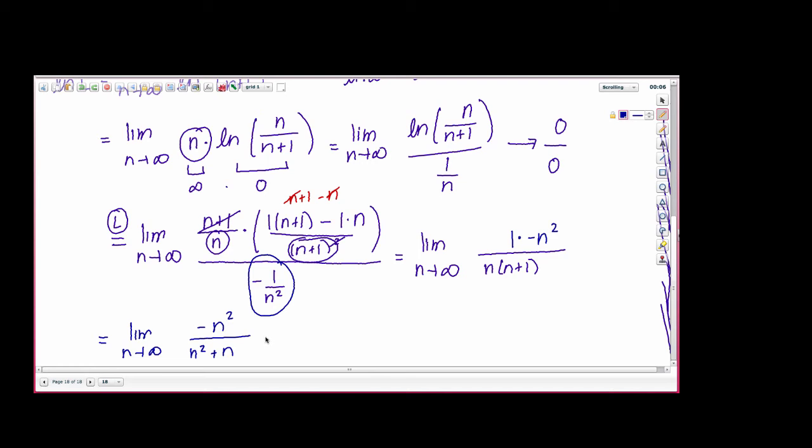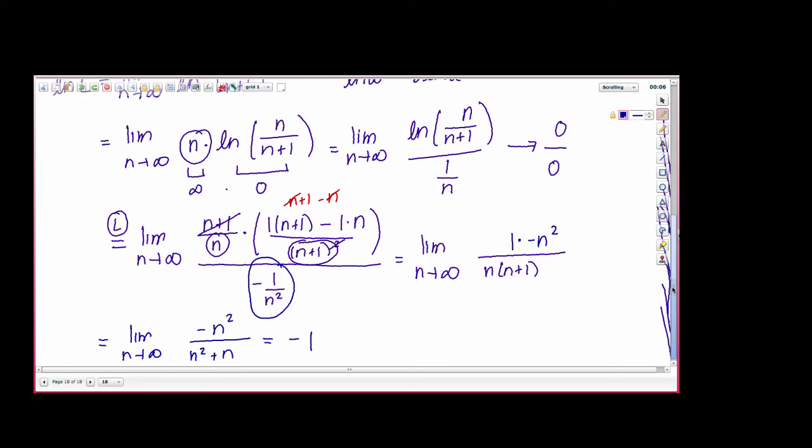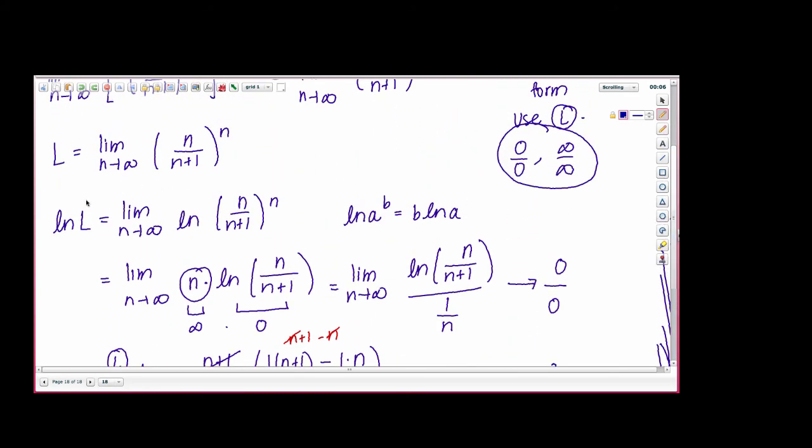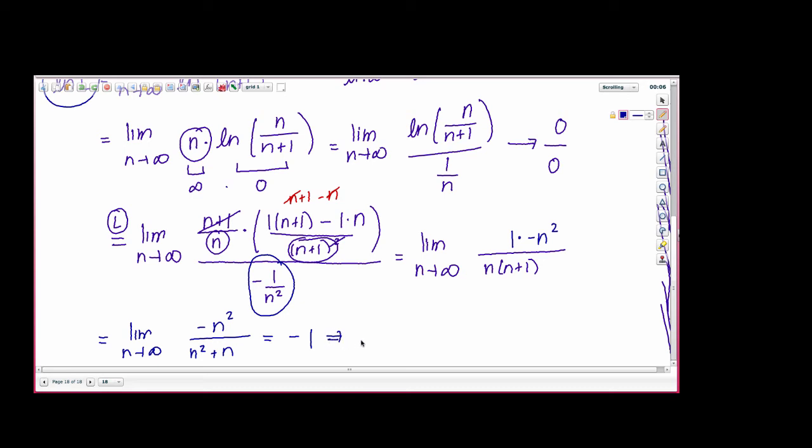Now divide top and bottom by the highest power of n in the denominator, which is n squared here, and we get minus 1 for our limit. But remember, this is not our limit L. We took the natural log of both sides. So this tells us that the natural log of our limit L is equal to minus 1, which tells us that L is equal to e to the minus 1, which is 1 over e.